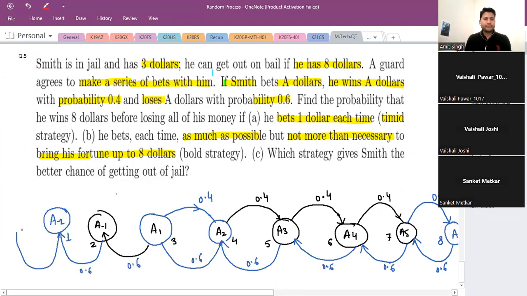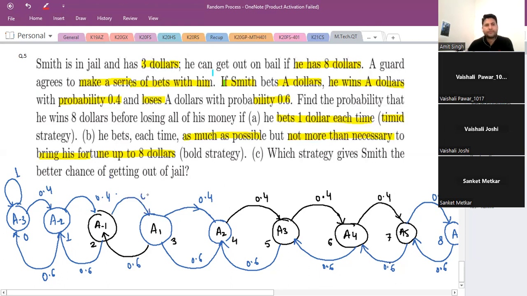One more time, A of -3, 0.6. So how many dollars will he have? 0. So on the backend, A -3 will be the last state. The probability from A-3 to A-3 itself is 1, having $0 will remain at $0. So it's 1. Now this probability will be 0.4. This will be 0.4. This will also be 0.4. So this is the state transition diagram that we have for this situation.